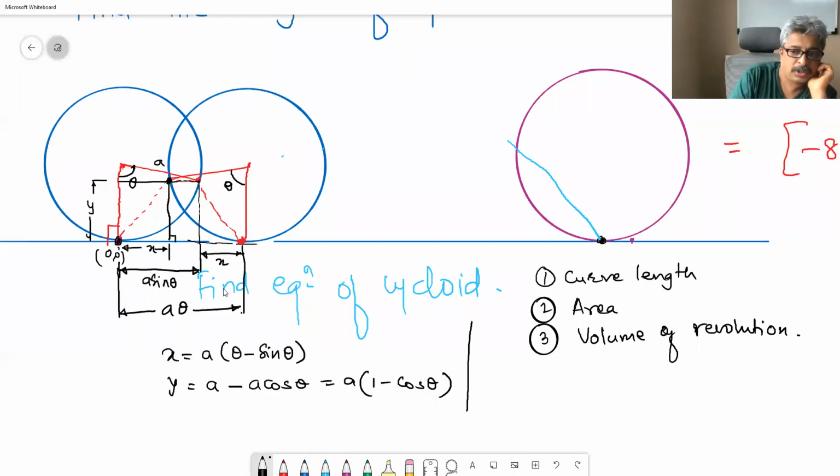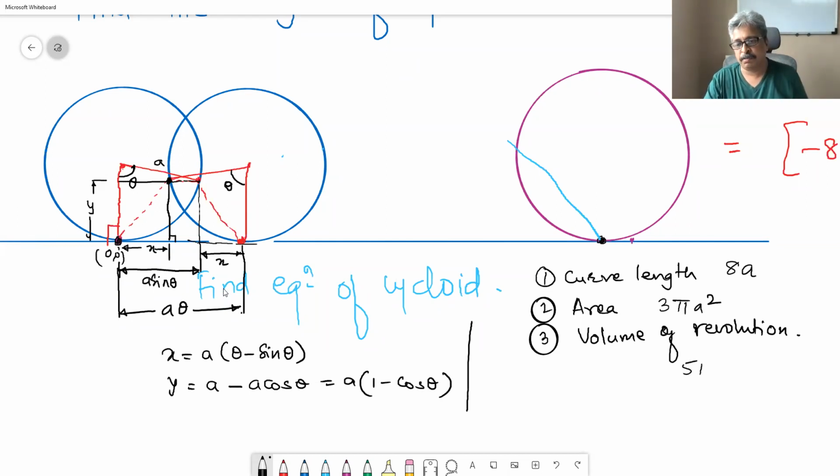Okay, answer for curve length is 8a. Area is 3 pi a square. And volume is 5 pi square a cube.